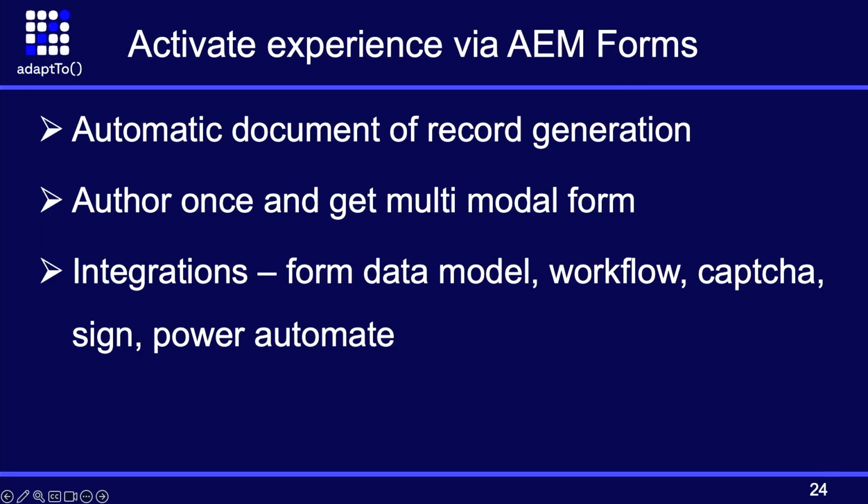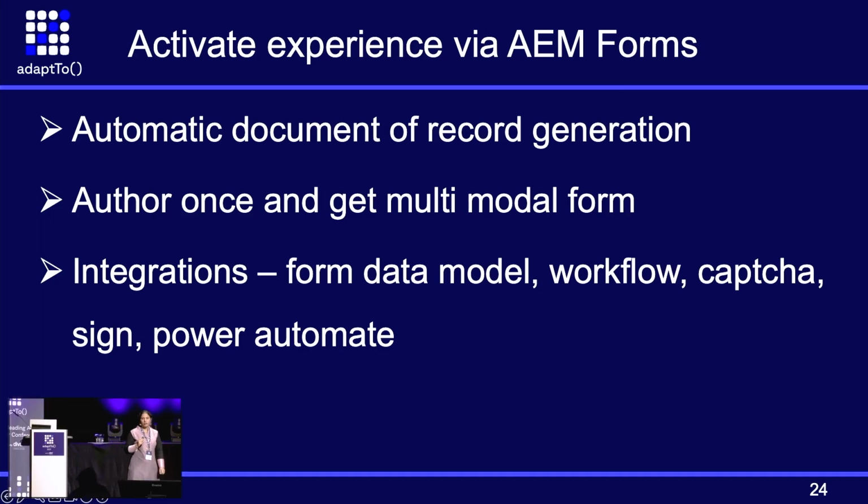Moving on. Activate experience via AEM Forms. Automatic document of record generation. This is a very powerful feature and is quite popular with our form authors. So it is a PDF. A lot of enterprises have this requirement of archival, or they want to send out the PDF of the filled form once the form is submitted. So you can design your form again in web, and it would automatically generate a filled PDF for you whenever the form filler submits the form.